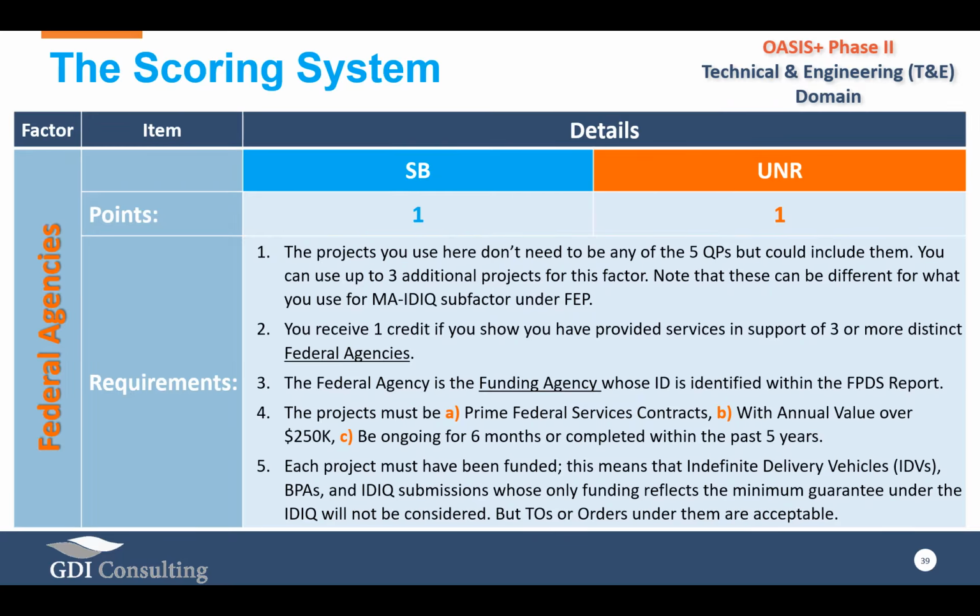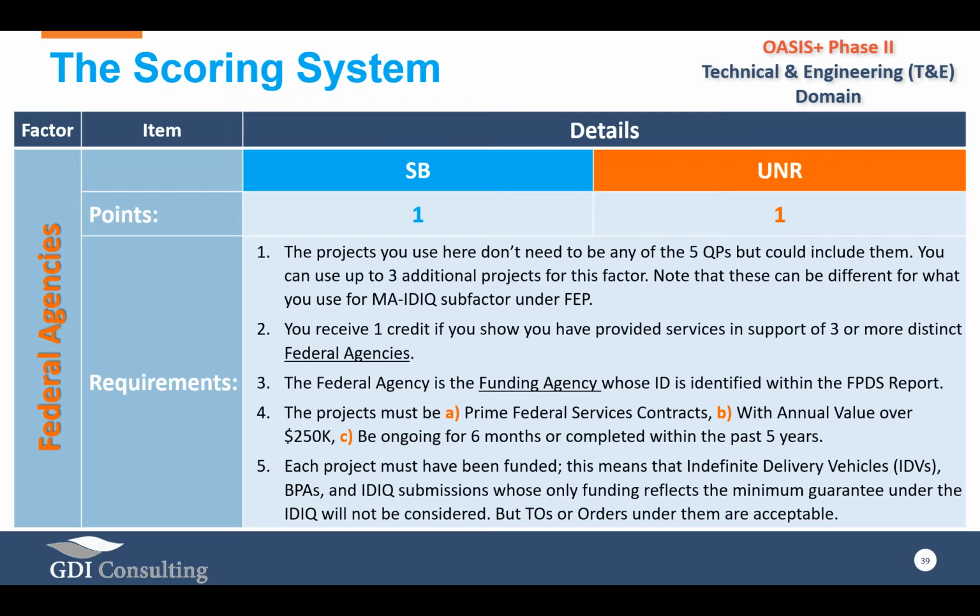The second subfactor is about the number of federal agencies you have worked with. If you can show that you have worked with 3 different agencies, you get 1 point extra. Work meaning you've gotten contracts, and they must be standalone or task orders with the same requirements. So federal prime contracts, annual value over 250K for small business, unrestricted the same, and 6 months of performance if ongoing or completed within the past 5 years from the date of your proposal submission.